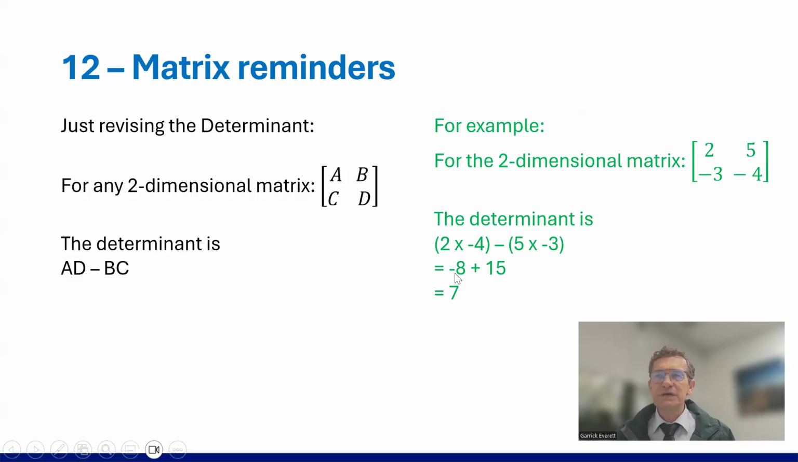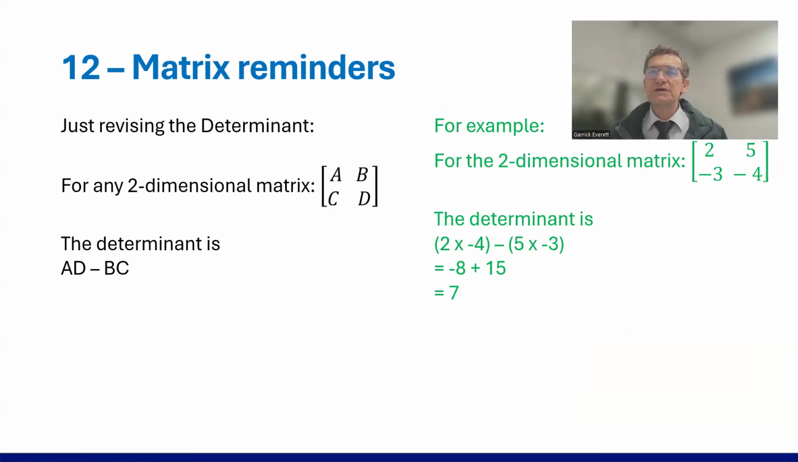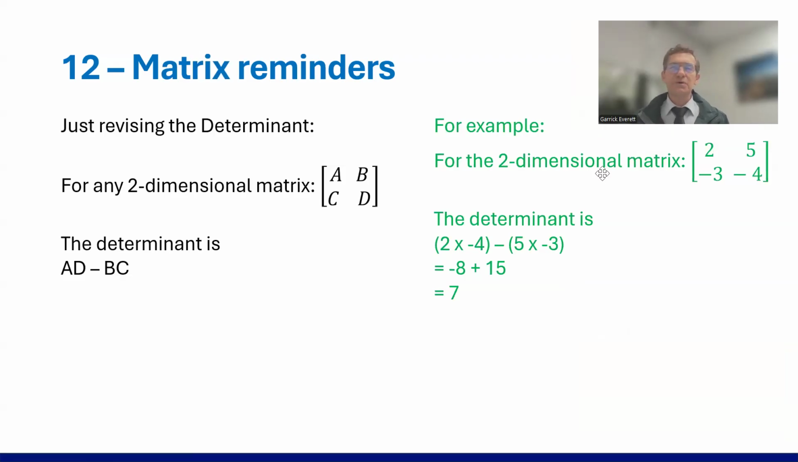2 times minus 4 is minus 8. 5 times minus 3 is minus 15. Minus minus is a plus. Minus 8 plus 15 is 7. So the determinant of this thing is 7. I'm going to move my image out of the way because I've got something to show you down here. Again, just as a reminder, it won't necessarily be in the assessment, but I thought it's worth reminding you of it anyway.